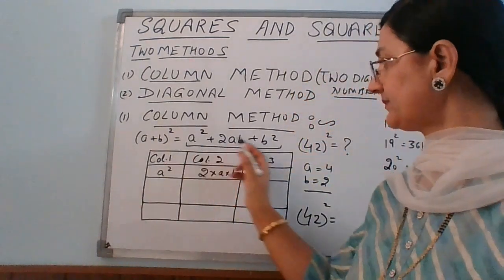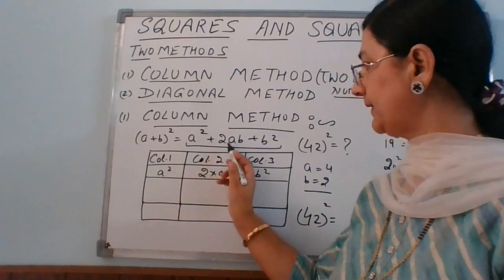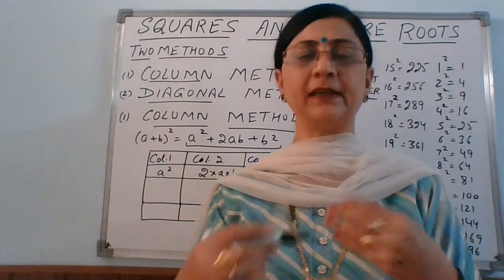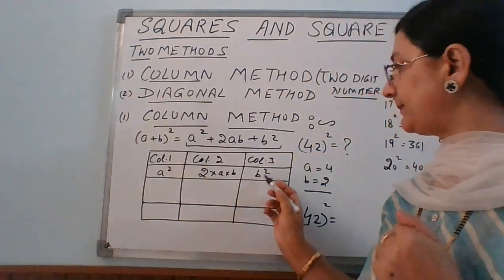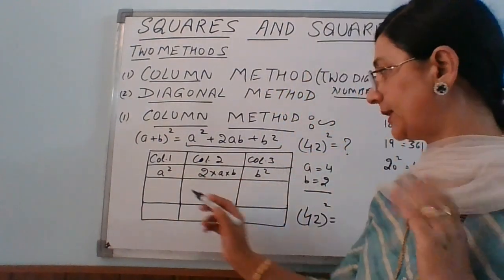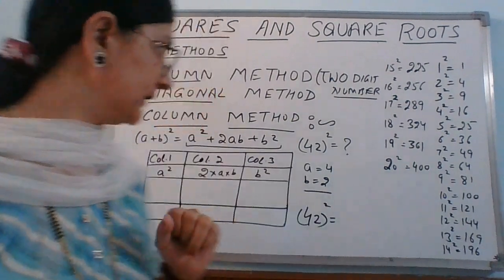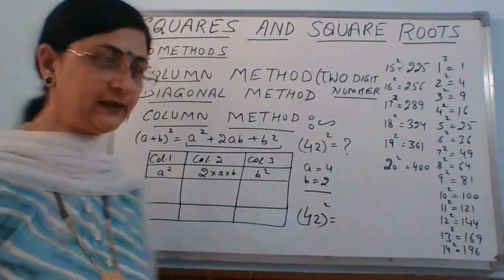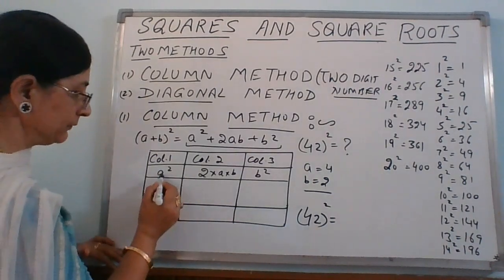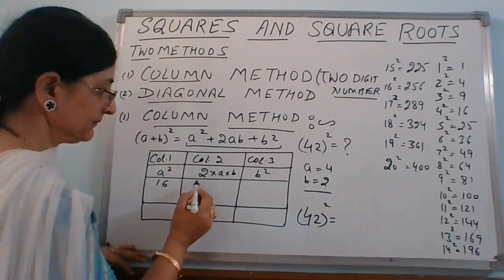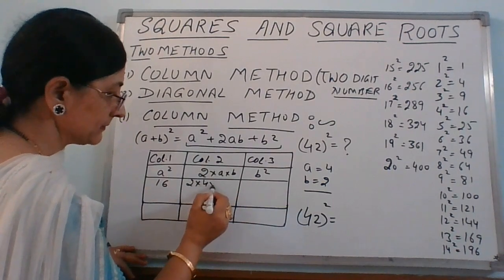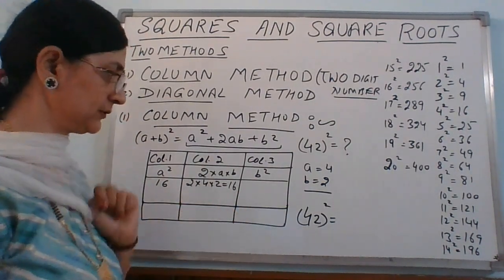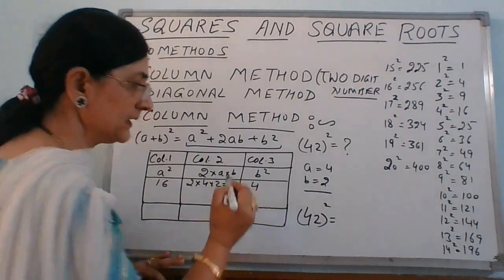You'll write the right side of this identity: a square, 2 multiplied by a multiplied by b, and b square, which means b multiplied by b. Now I'll do this question here. Here a is 4 and b is 2. Let us substitute the values of a and b. Here a is 4 and 4 fours are 16. Here 2 multiplied by 4 multiplied by 2 is also 16, 4 twos are 8, 8 twos are 16. b is 2 and 2 twos are 4.